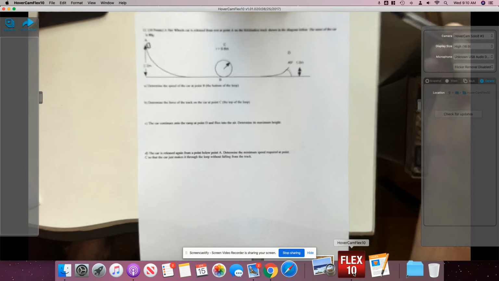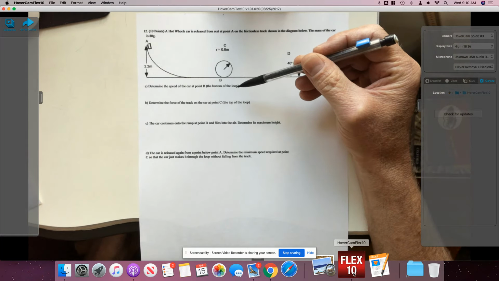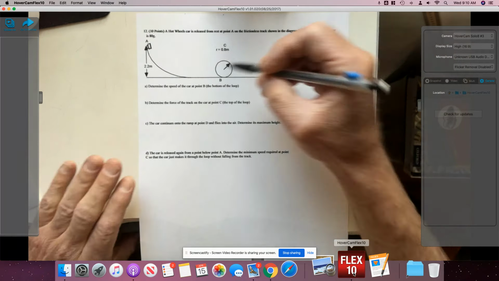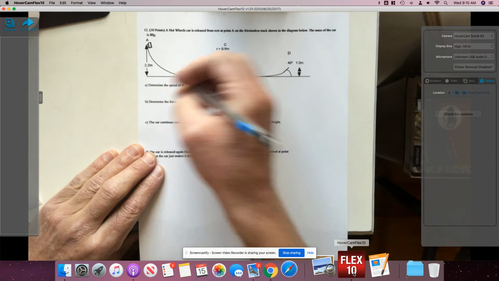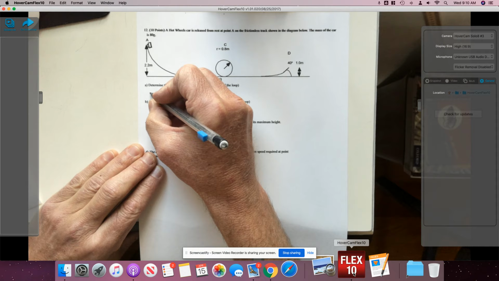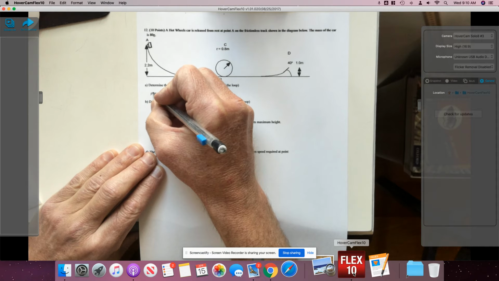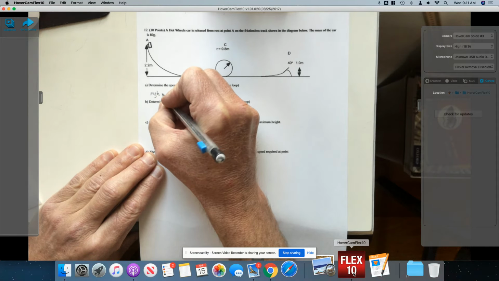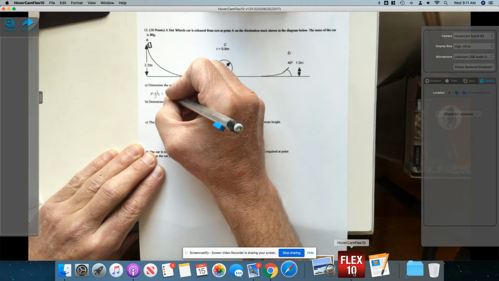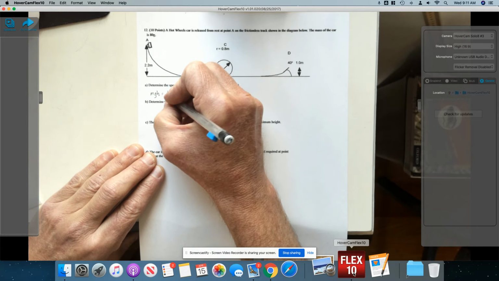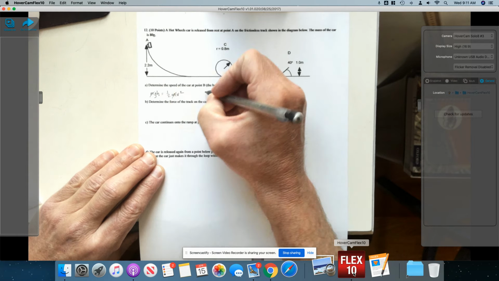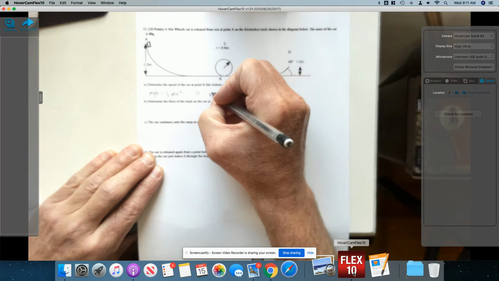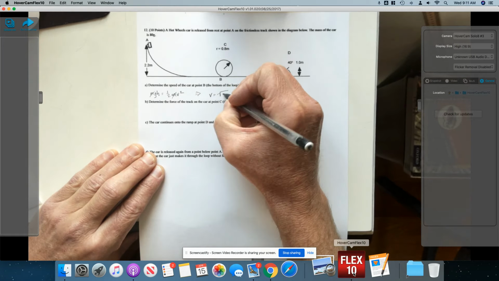The first thing it asks us to do is determine the speed at point B, which is at the bottom here. So we're going to use conservation of energy and say that the gravitational potential energy, mgh, is going to equal the speed energy, which we call kinetic energy, 1/2 mv squared. And notice that the m's cancel, and your formula just turns into v equals the square root of 2gh.